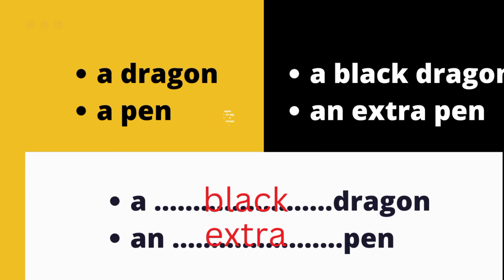It appears that we are using articles with adjectives in these sentences, but the articles are being used with nouns in fact and not with adjectives. In the phrase a black dragon, a is used with dragon, not with black. A dragon becomes a black dragon by adding an adjective before a noun. Similarly, a pen becomes an extra pen when the word extra is added to the phrase.